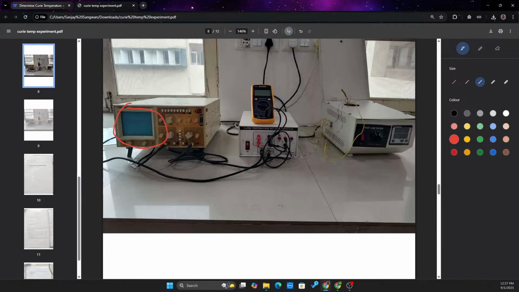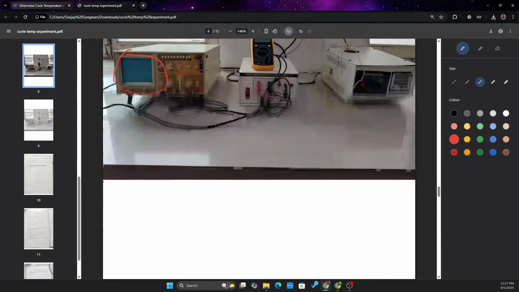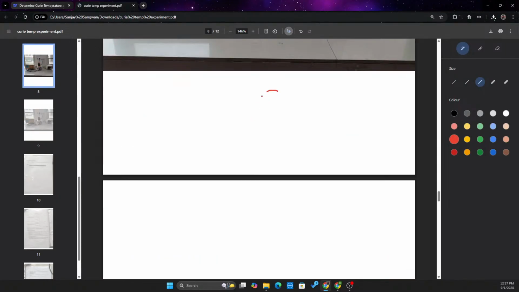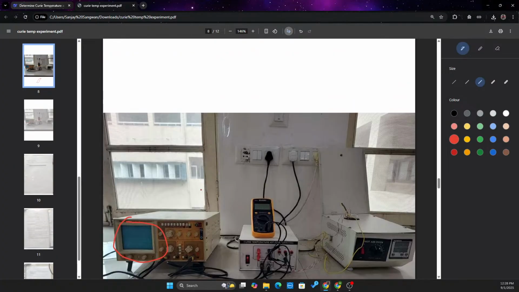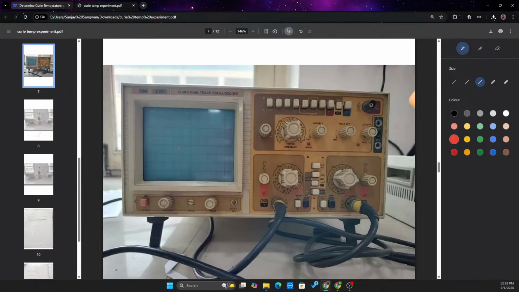But we will draw the hysteresis loop only when there is a significant difference in the loop. The loop will be somewhat like this in shape, shown here and drawn. Here you can see the loop will be shown, and this will be done until we get a straight line in that loop.